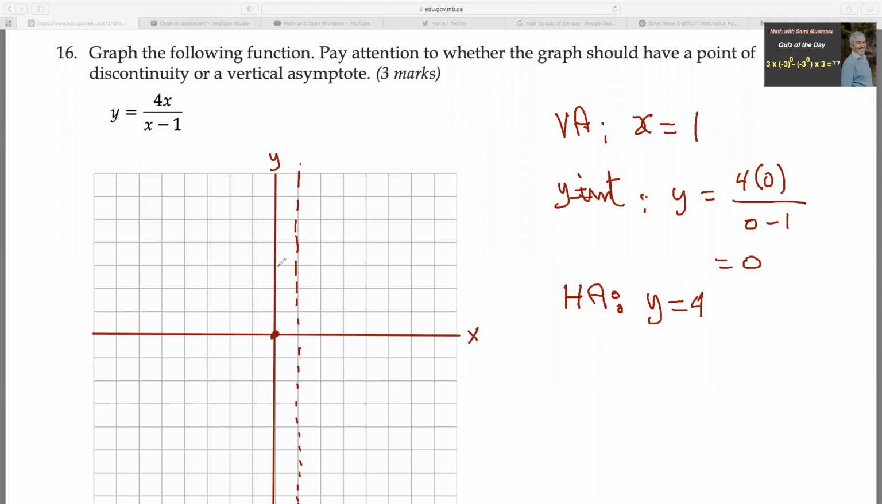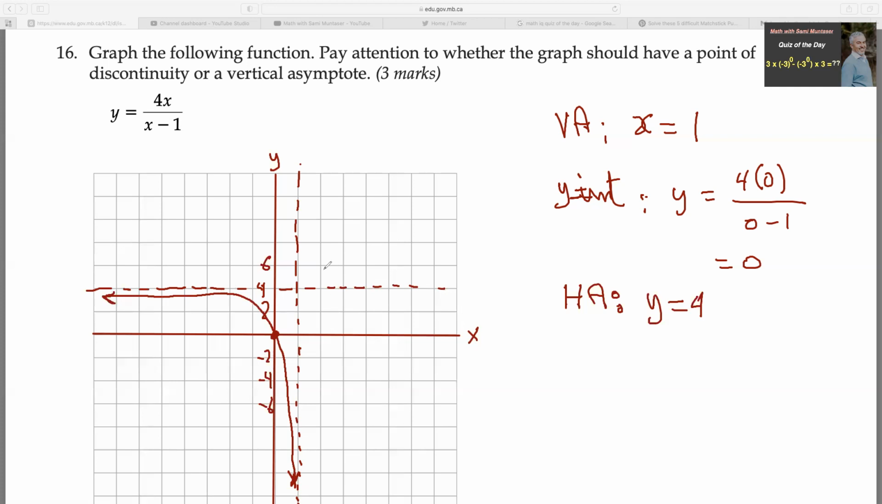So I'm going to scale by 2s here. So 2, 4, 6, negative 2, negative 4, negative 6 kind of thing. So my horizontal asymptote is going to be right there. Now, since I have a point right here, and I have a horizontal asymptote and a vertical asymptote, it becomes very simple, because the vertical asymptote I get very close to and never touch, and the horizontal asymptote also I get very close to, but never touch.